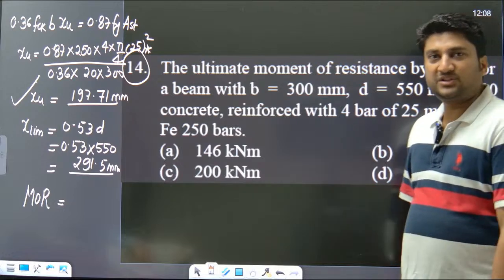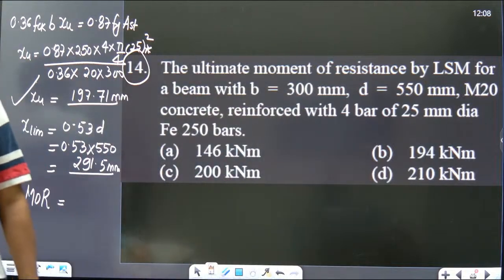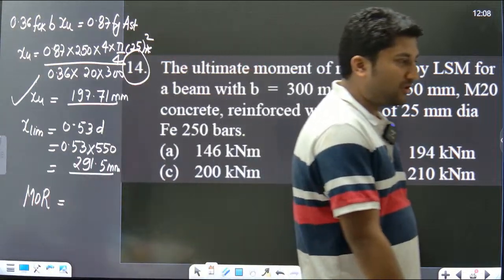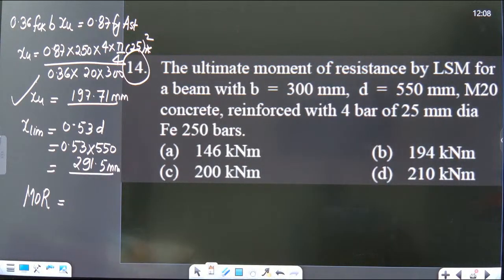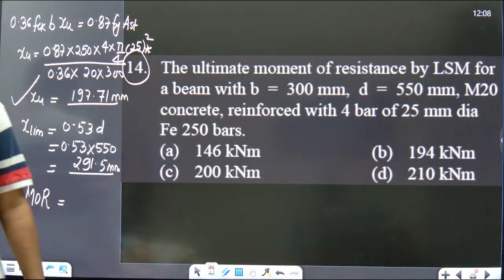Now the next question is, you need to find the moment of resistance. 0.87 fy Ast, that is the tension force. And how about the lever arm? d minus 0.42 xu, d minus 0.42 xu. You will get the answer. Clear? You will solve the question.